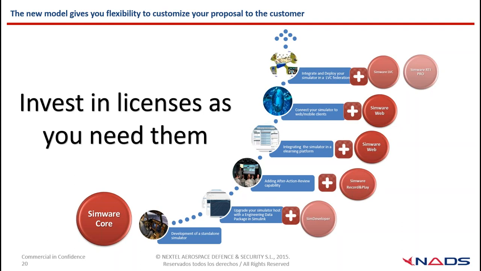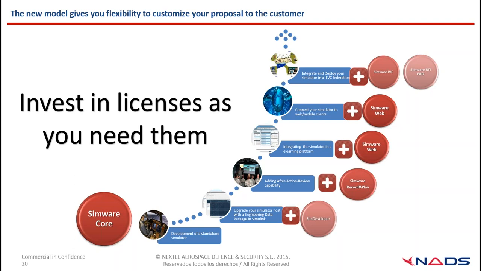After that, because you have these new capabilities as a flight training device, the customer can also want to have an after action review capability because they want to install a debriefing room. Again, everything is valid in your simulator. You only need to spend on the new capability, and in this case you will need only the record and play extension.